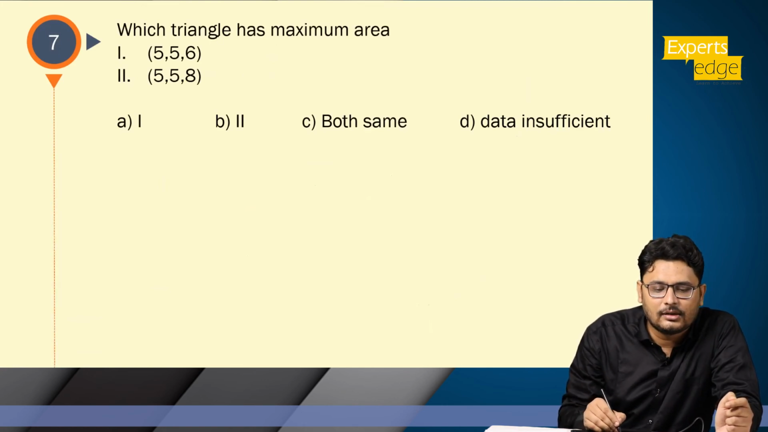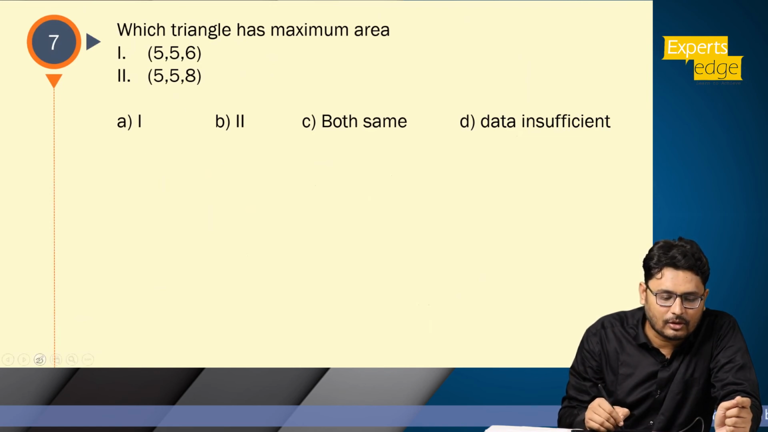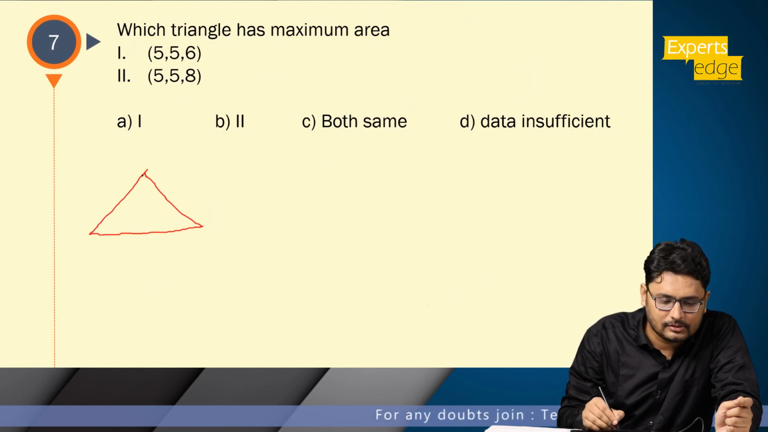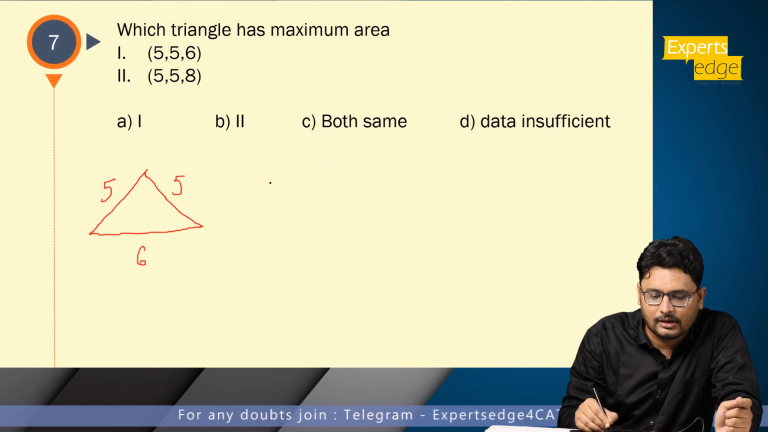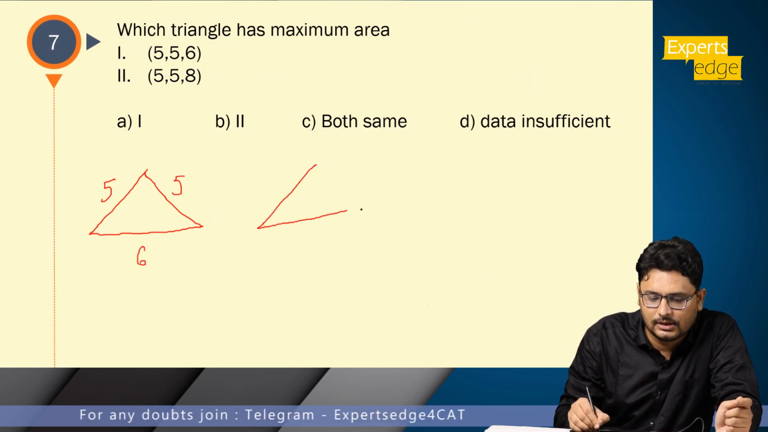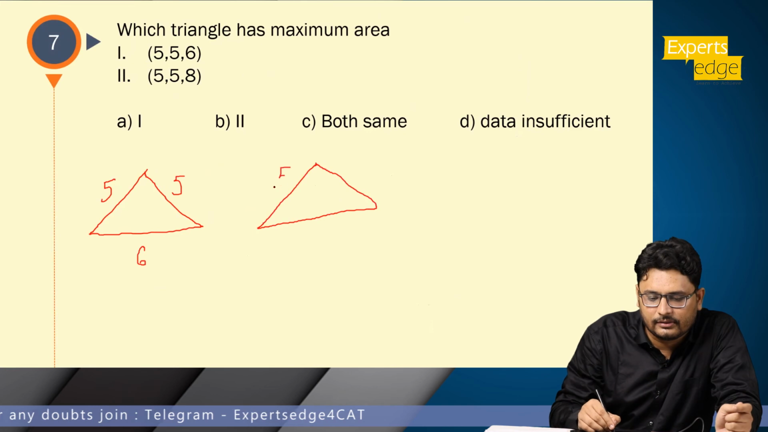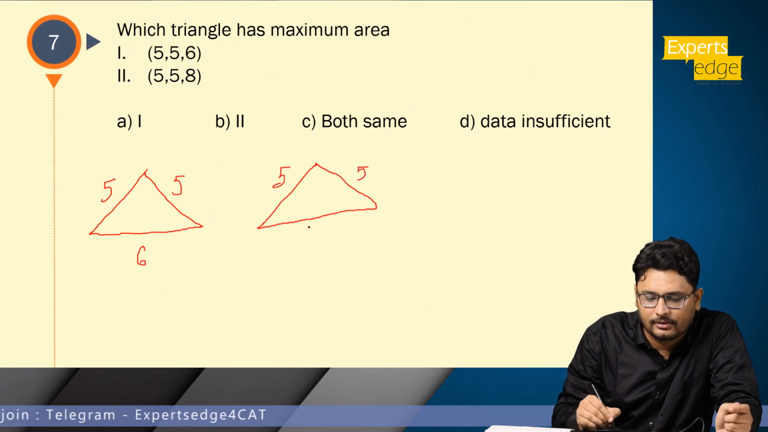A triangle, which of the following true triangles has a maximum area? So if I draw both the triangles, okay, this is 5, this is 5, this is 6. Another triangle, this is 5, this is 5, this is 8.